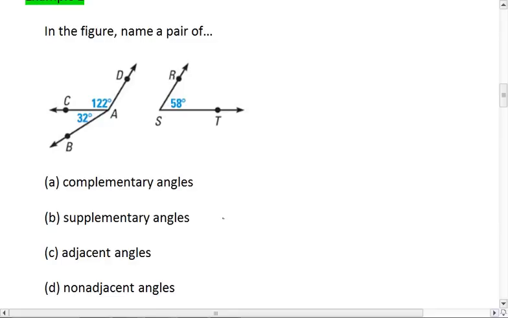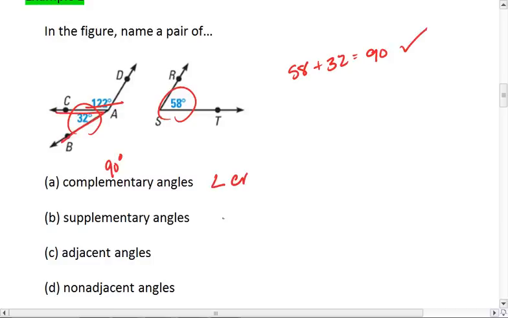Okay, pair of complementary angles. Remember, complementary angles add to 90 degrees. So I definitely am not going to use the angle of 122. I notice I have 58 and 32. 58 plus 32 equals 90, so that works. This means I want to use angle CAB and angle RST.